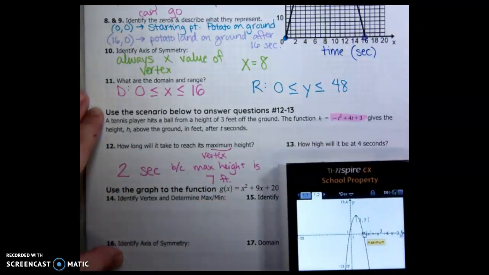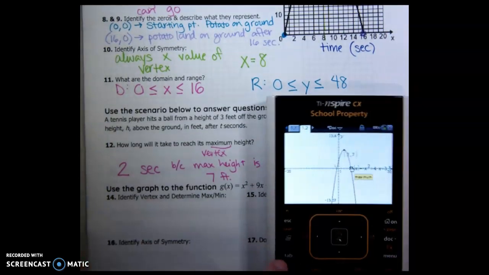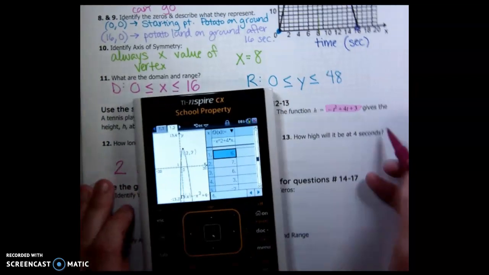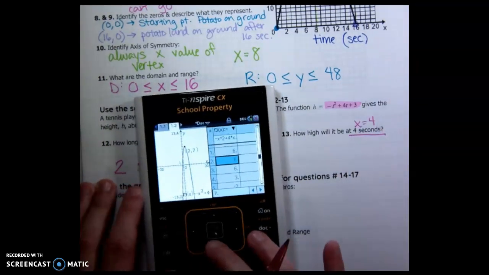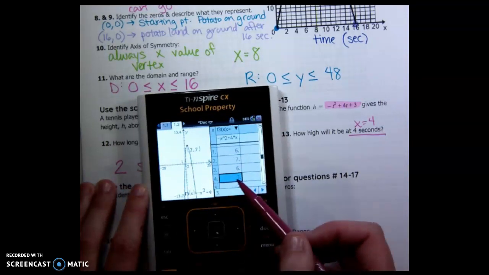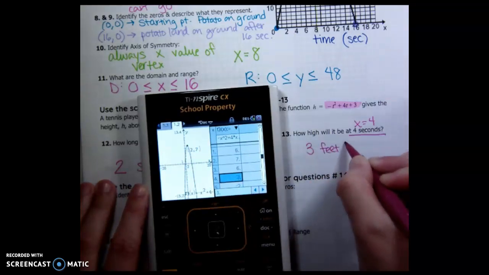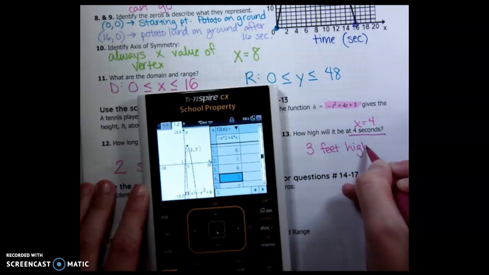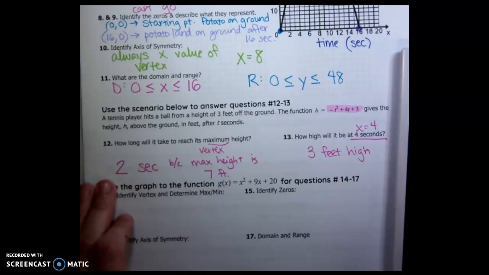Alright, and then it says how high will it be at 4 seconds. To find this one, I'm going to do Control T. So this means when x equals 4. So I'm going to scroll down. At 4 seconds, for my x value, it's 3 feet high. Alright, that's how you do the word problems.